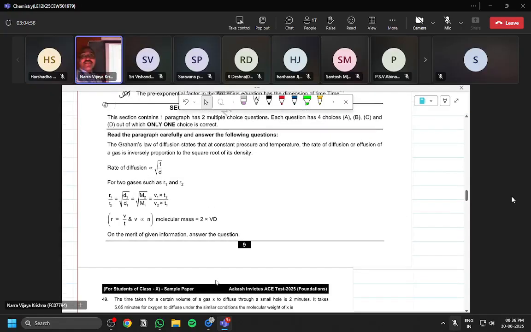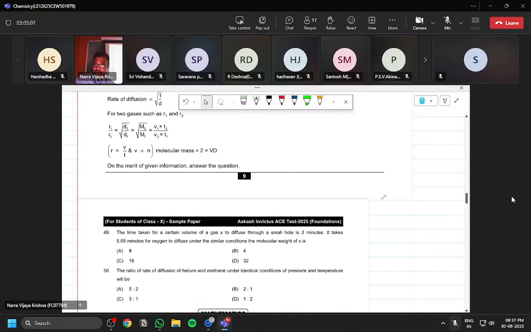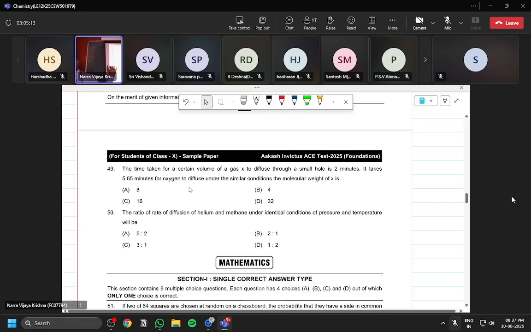Graham's law of diffusion. Time up, okay, go. Hardly 2 more questions. For Graham's law of diffusion, okay, we will see later. I will stop the discussion.